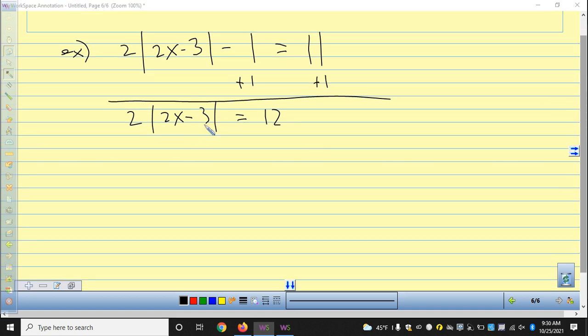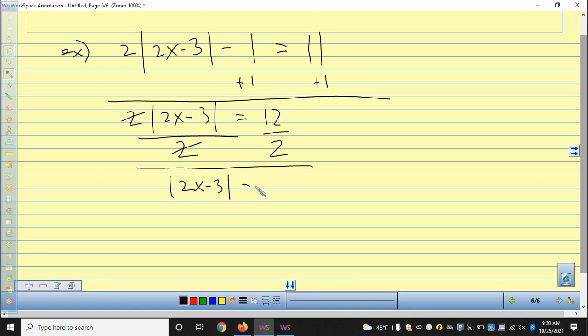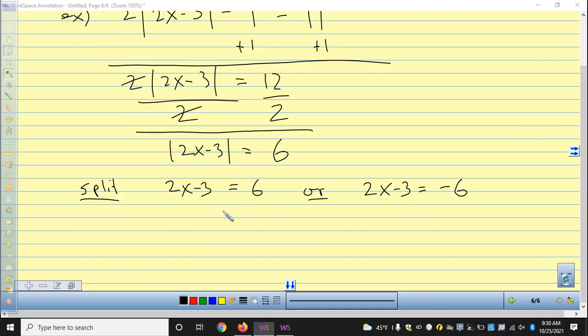I want to get the absolute value by itself. So my next step is going to be divide by 2. These cancel. I get the absolute value of 2x minus 3 equals 6. This is positive. That's good. It's saying what we get out of this absolute value is positive. Now I can split this. And I'm going to say what's inside, 2x minus 3, can be 6. Or what's inside, 2x minus 3, can be negative 6. And now I solve for x.